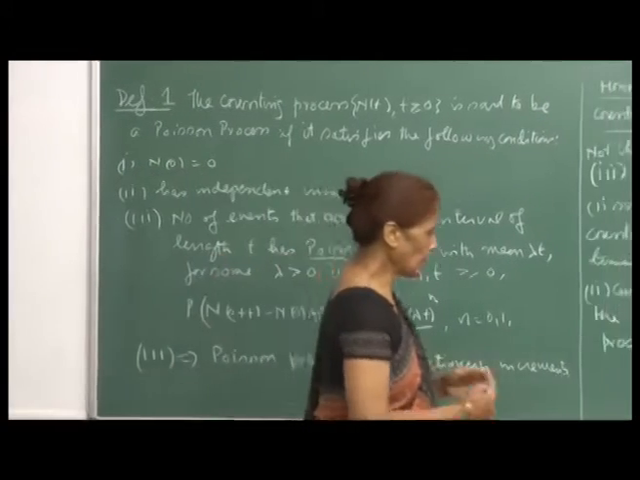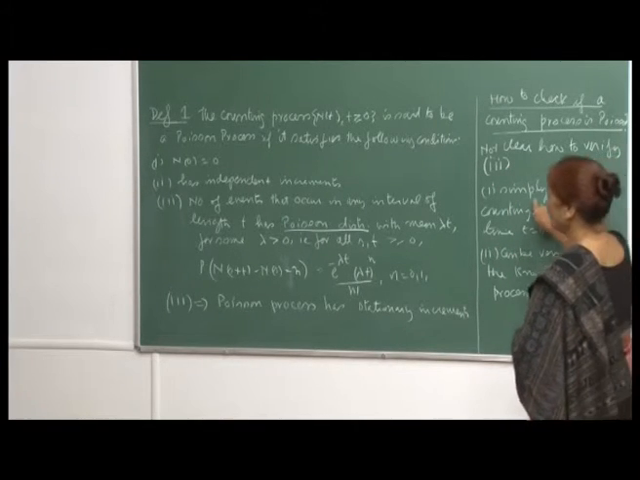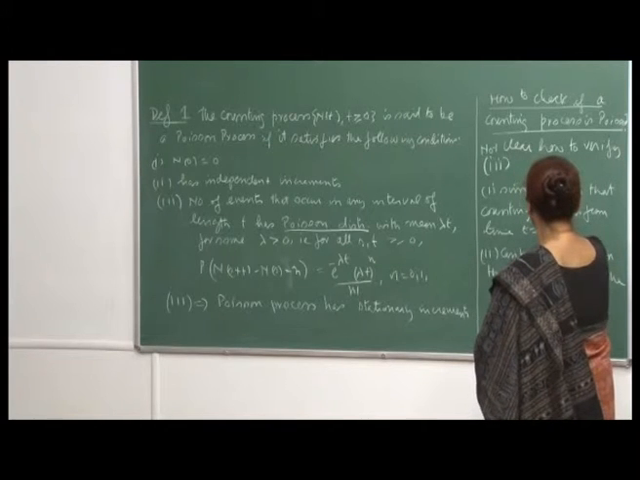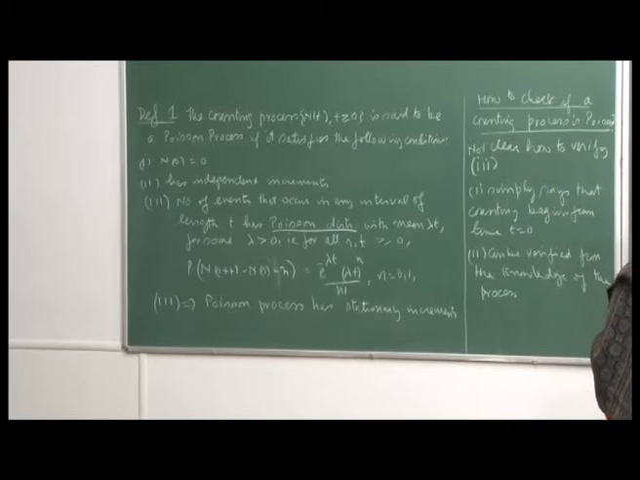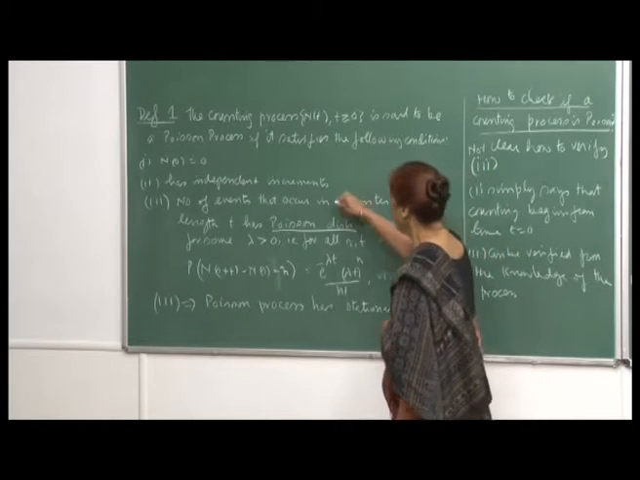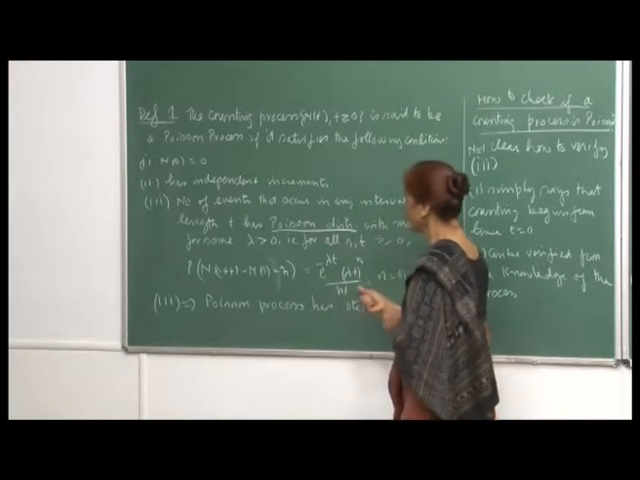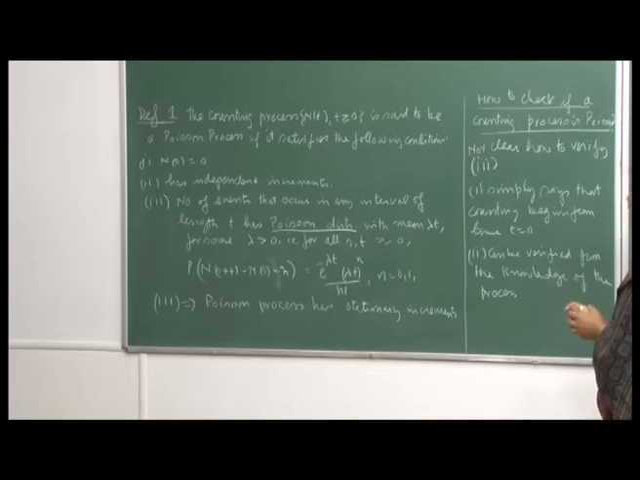Now let us look at this definition. Condition 1 is fine, that simply says that counting begins from time t equal to 0, which we have been saying repeatedly. Then 2 can be verified from the knowledge of the process, that it has independent increments, whether this is a valid assumption or not for the process that you are trying to model, you can tell from the knowledge of the process itself.